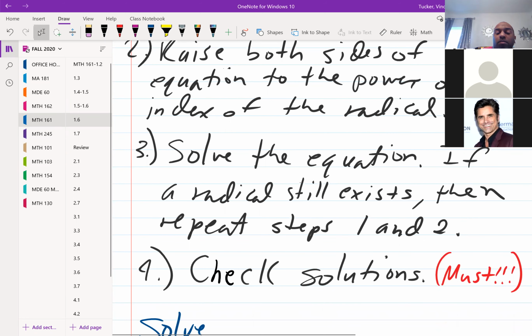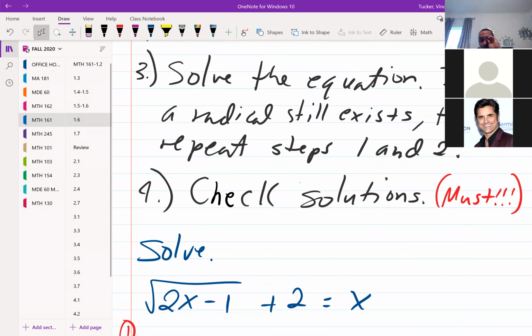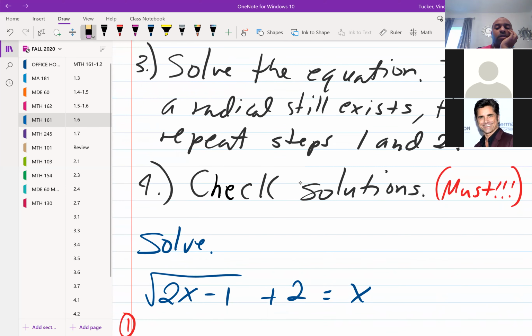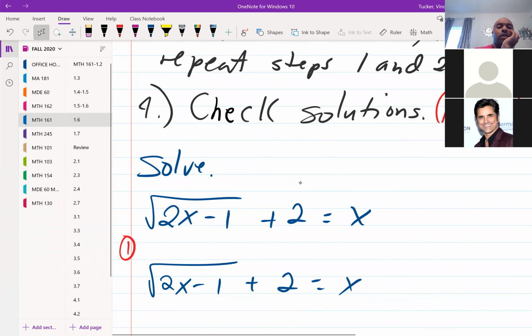Let's scroll up. All right, so our first equation, square root of 2x minus 1 plus 2 equal to x. So notice that plus 2 is not under the radical. All right, so step 1, we want to isolate the radical. In other words, we want to get the expression with the radical on one side by itself. So I will subtract 2 from both sides.